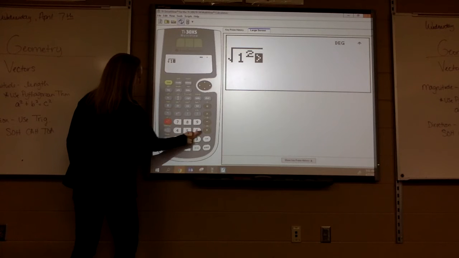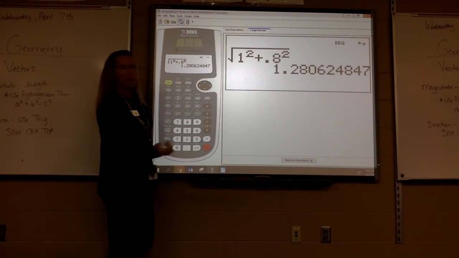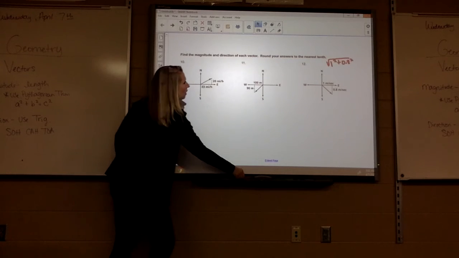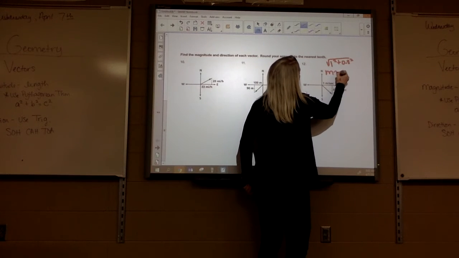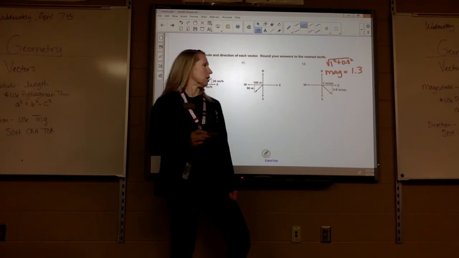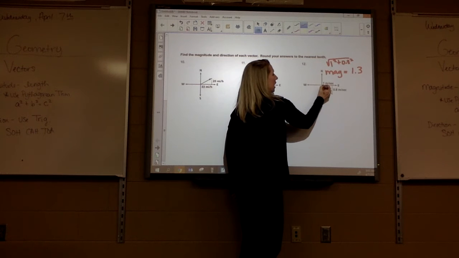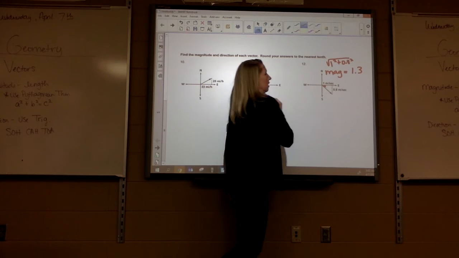1 squared plus 0.8 squared. 1.3. So the magnitude is 1.3, so that would be the length of my vector. And then I need to describe the direction. So it's always this angle in here by the origin that I need to find.